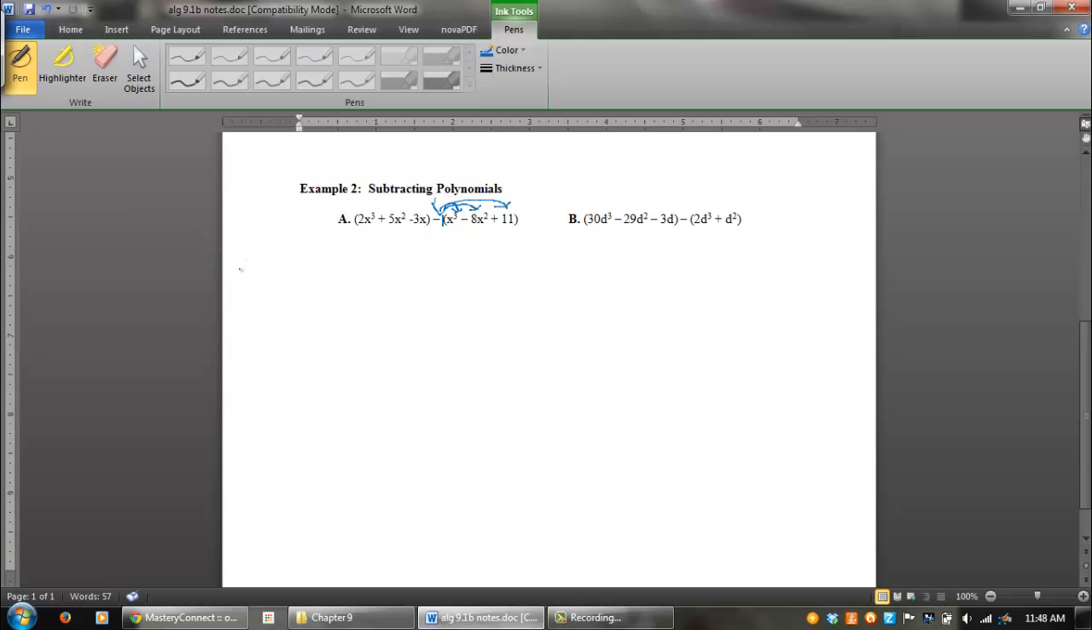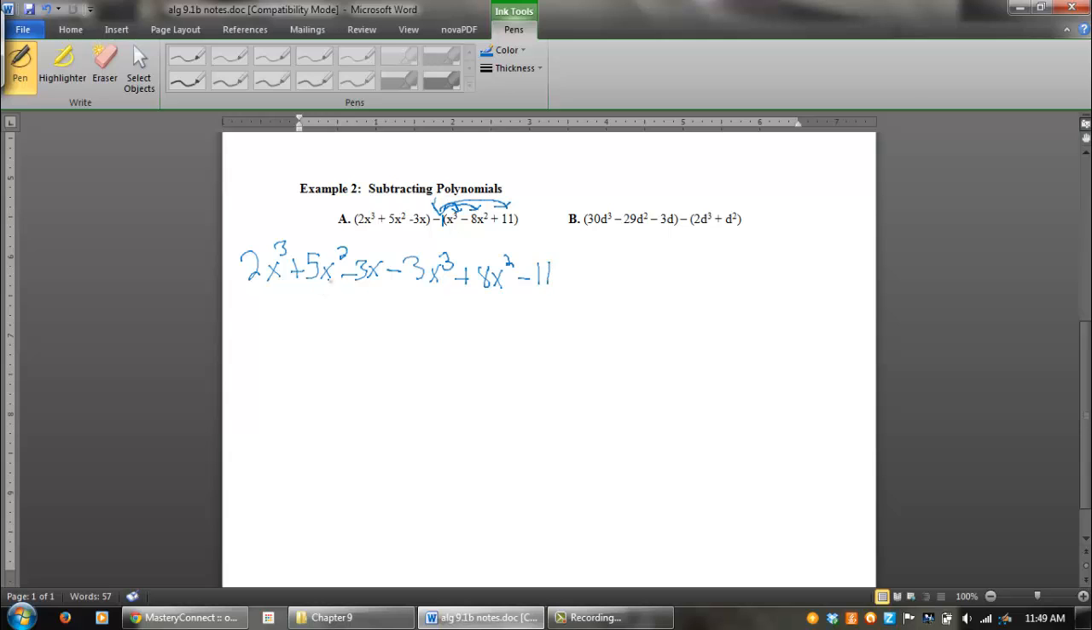The first parenthesis we keep the same. We have 2x to the third power plus 5x squared minus 3x. That one didn't change. On the subtraction though, this negative has to go to all 3 of these. So this negative 1 has to go to the x cubed, so that's going to become a negative 3x cubed. And then that negative 1 also goes to the negative 8x squared. Negative times negative gives you the positive 8x squared. And then we have negative 1 times positive 11, that's negative 11.